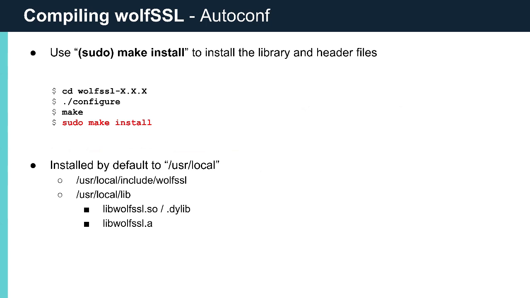And then you'd install the library using make install or sudo make install. By default, we're going to install our artifacts into /usr/local/include/wolfssl. That's where the headers will go. And /usr/local/lib is where the library artifacts will go. The library is called libwolfssl.so or .dylib, which is the shared library if you're on Linux, Unix, or Mac. And then the static library is libwolfssl.a.